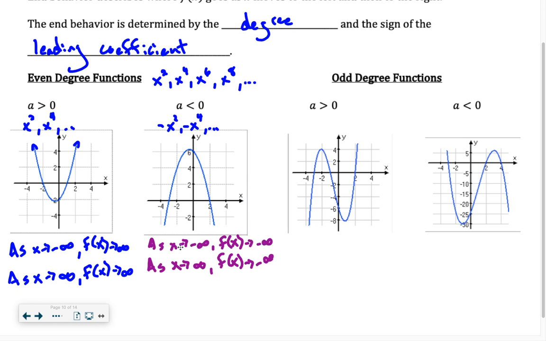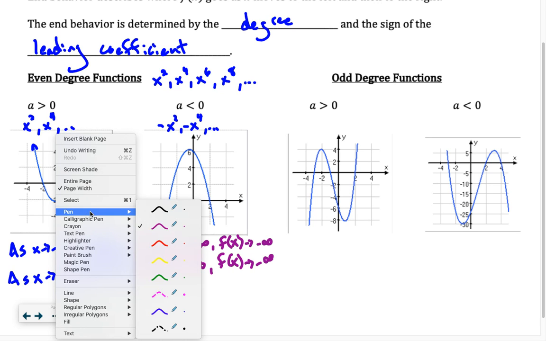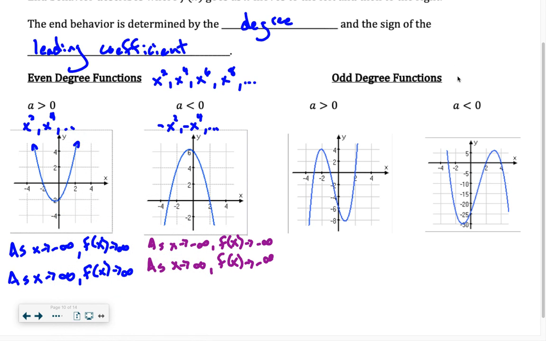Okay, so the first part of these statements is talking about left and right, right? So this is saying as x goes to the left, y goes down. And as x goes to the right, y goes down. Now, for odd degree, right, so this is like x to the first, x to the third, x to the fifth, and so on.